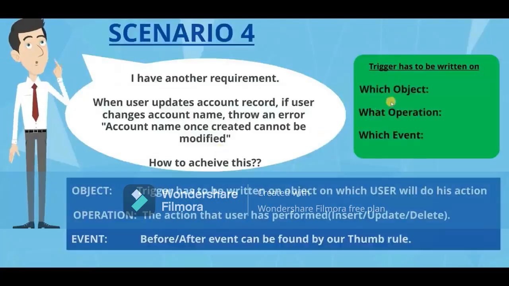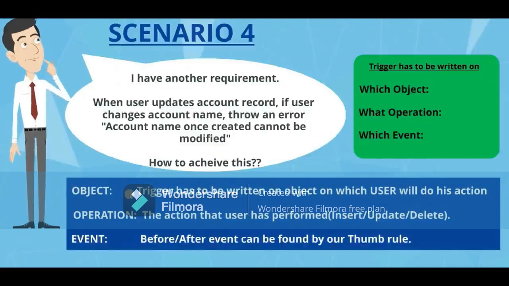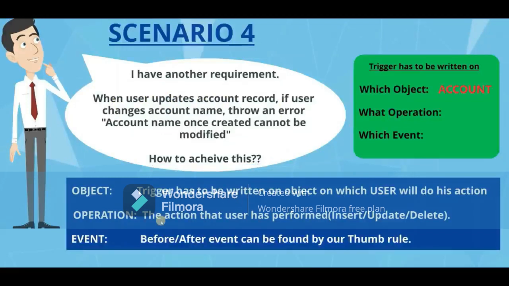For this scenario, we need to write a trigger. So which object, which operation, which event. So we'll see that. The trigger has to be written on the object on which the user will do his action. In this scenario, when user updates account record, so basically user is updating account record, which means the object would be account. Now which operation? The action that user has performed: insert, update or delete. In this scenario, when user updates account record, user is doing an update operation. So the trigger has to be written on update operation. So operation would be update.